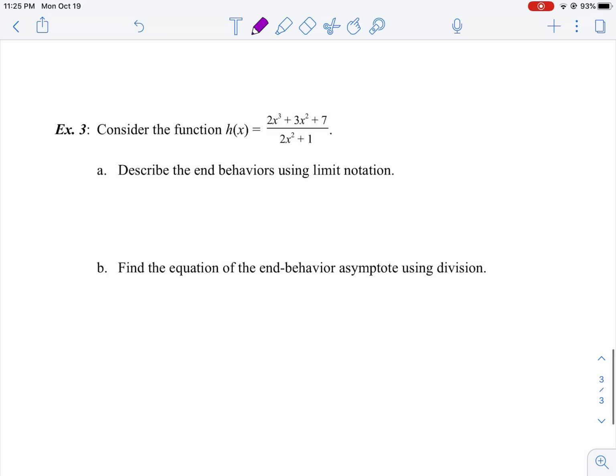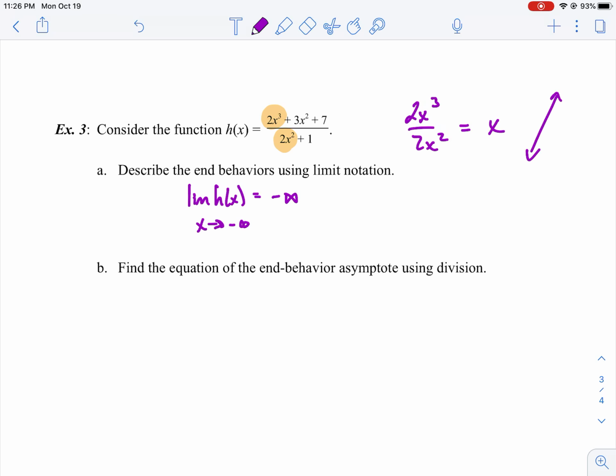Okay. Let's do one more, right? And so again, if we use the comparison method here, I just look at the highest powers on the top and the bottom. So 2x cubed over 2x squared would actually just be x. So that tells me that as I go to negative infinity, it's going to go to negative infinity, because x is just going to be a line that would look like this. And then the limit as I go to positive infinity would be infinity. So I've got the end behavior: down to the left, up to the right.